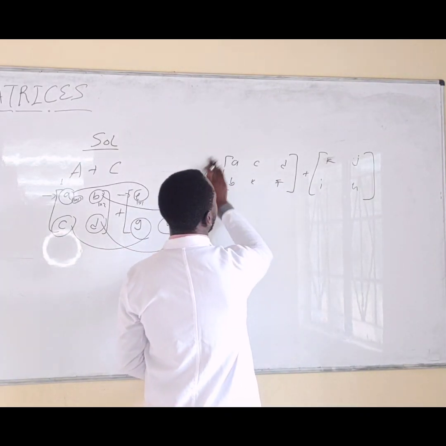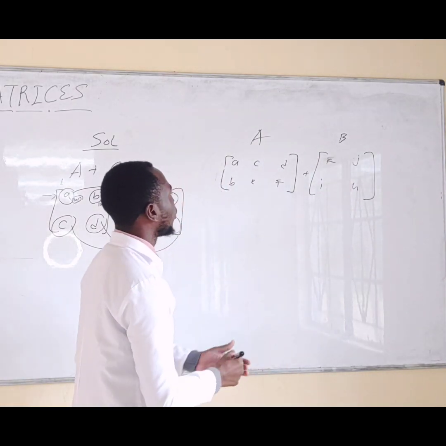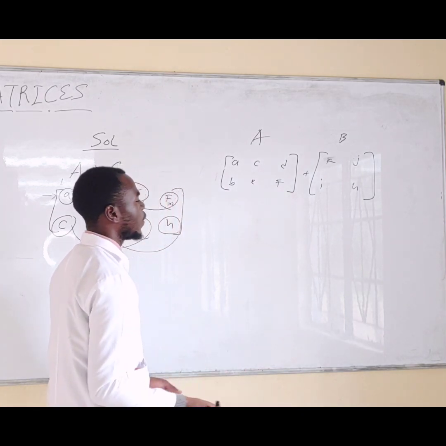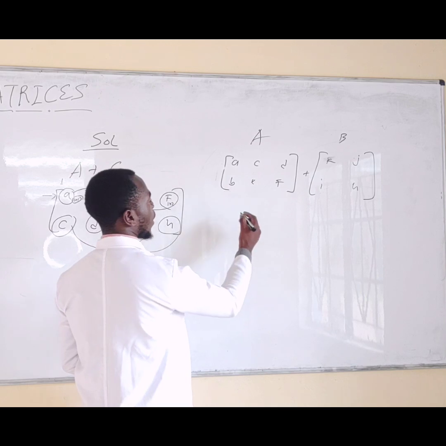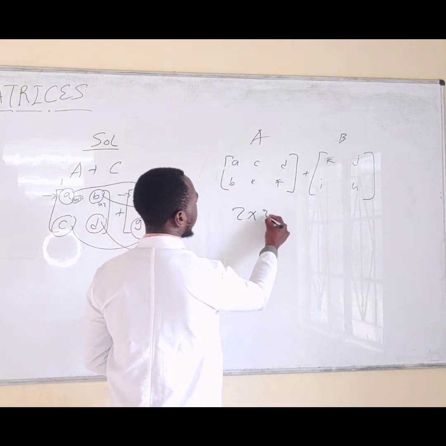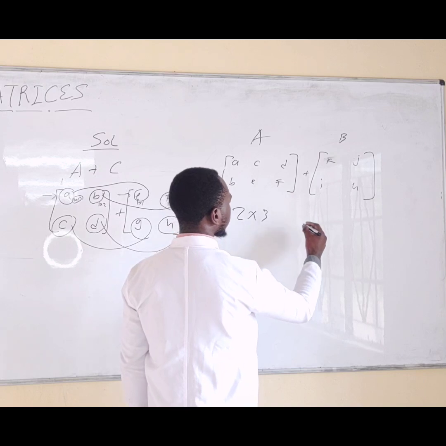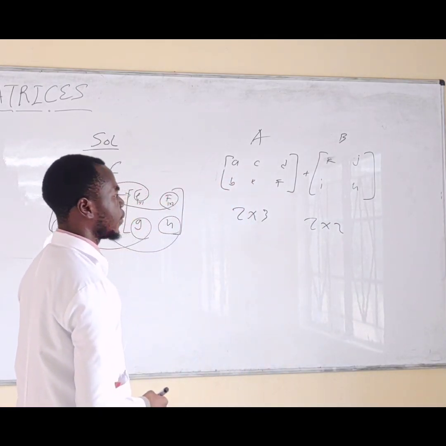Let's say this is the matrix A, this is the matrix B. You can't add matrix A and matrix B because they have different orders. This one has the order of 2 by 3. This one has the order of 2 by 2. Is it okay? Yeah, it's okay like this.